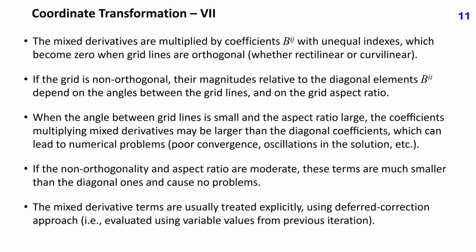If the non-orthogonality and aspect ratio are moderate, these terms are much smaller than the diagonal ones and cause no problems. The mixed derivative terms are usually treated explicitly using the third correction approach, that is, evaluated using variable values from the previous iteration.